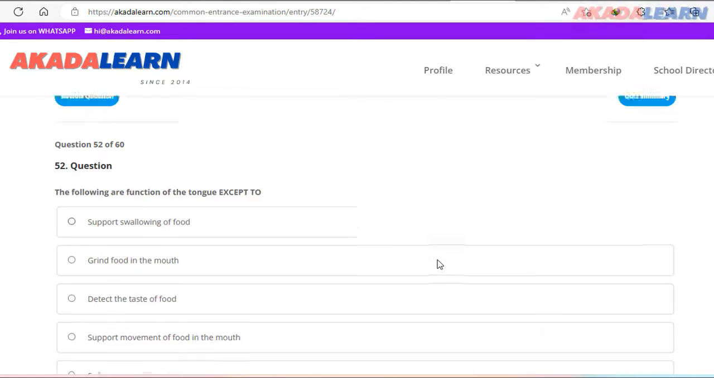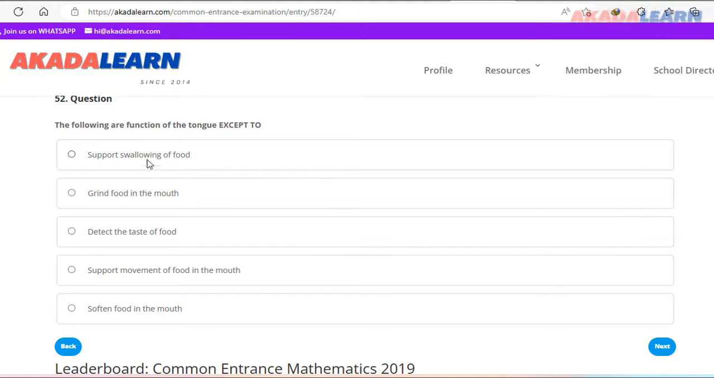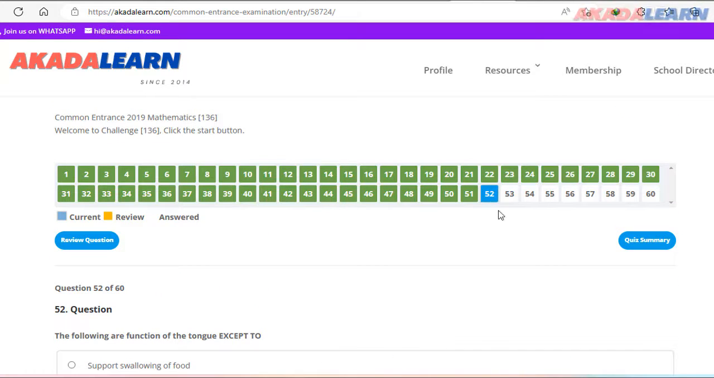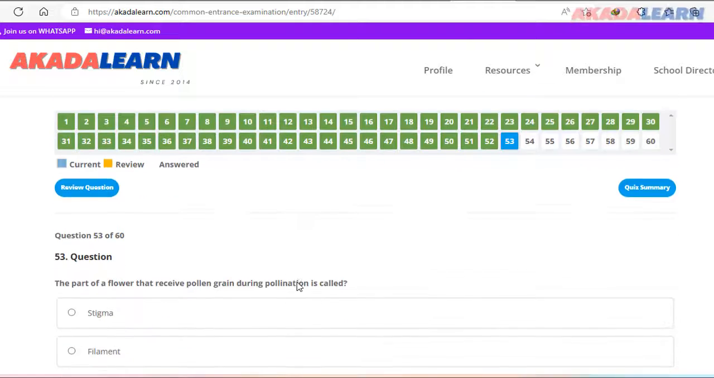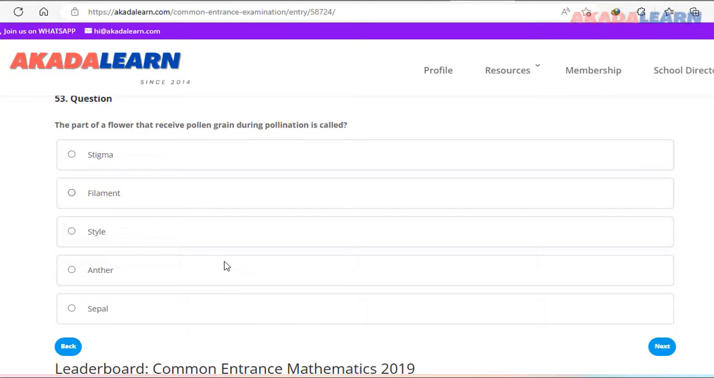So let's get to number 52 and see the question. It says the following are functions of the tongue except. Right, so we'll be looking at the options one by one. Support swallowing of food, to grind food in the mouth, detect the taste of food, support movement of food in the mouth, lastly soften food in the mouth. So the answer is grind food in the mouth, which is actually a function of the teeth, not the tongue.